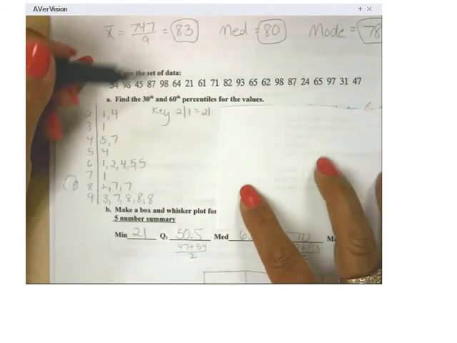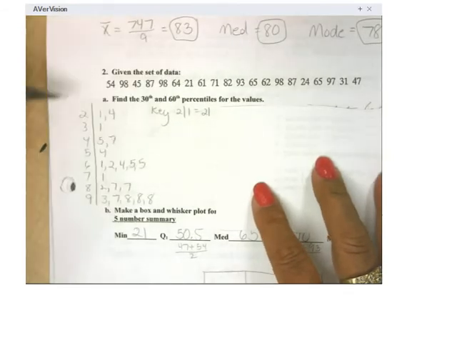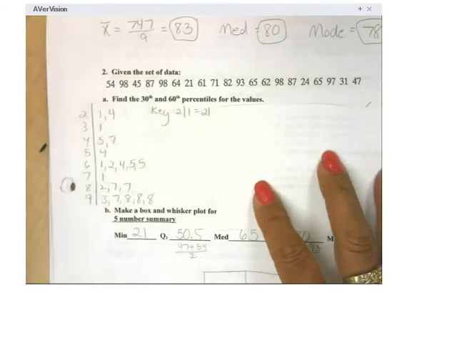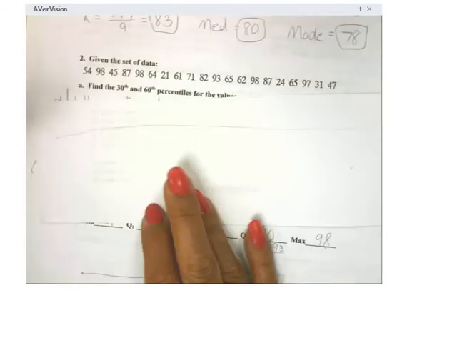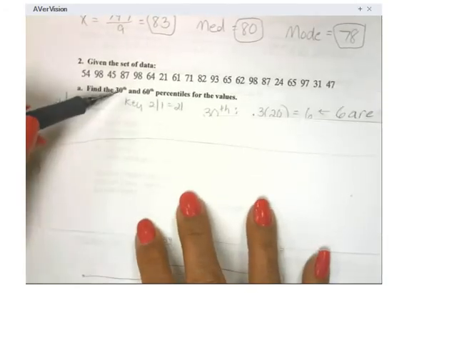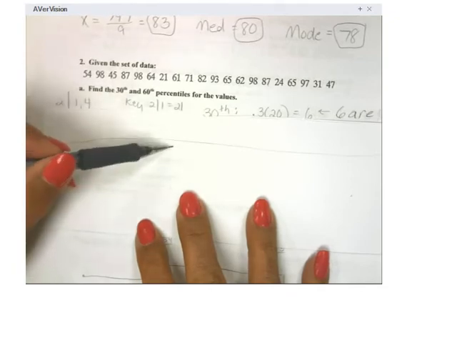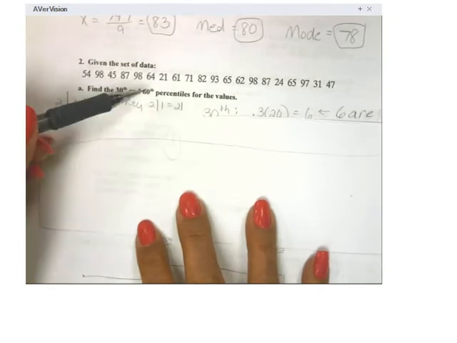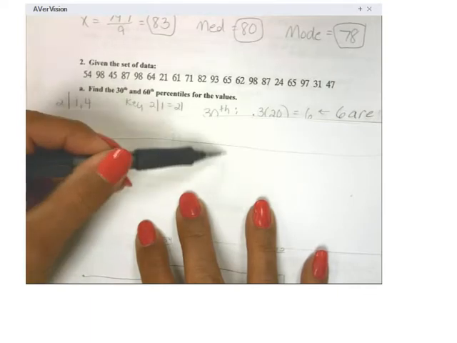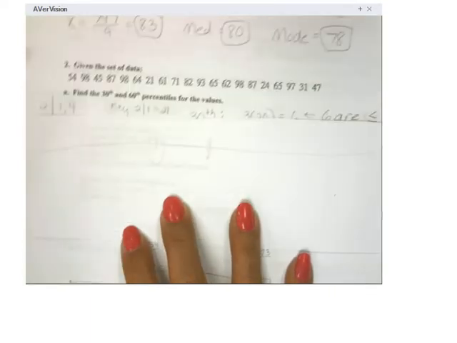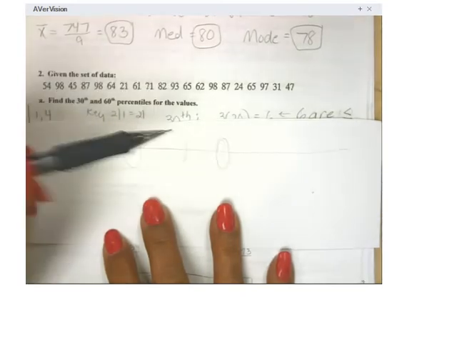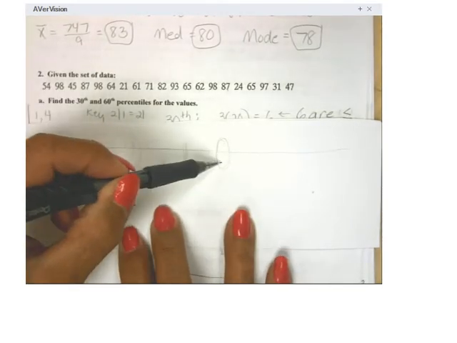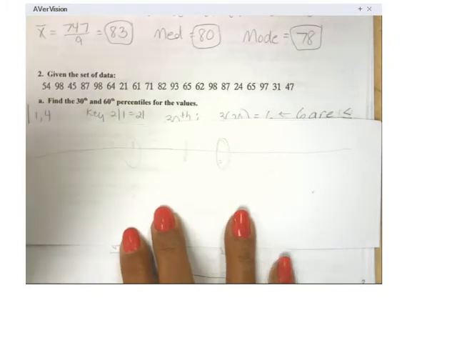So now I want to find the 30th and the 60th percentiles for these values. And so if we think about it, if we had listed all the numbers out in one big line, we want to go 30% of the way through the line and find out what that value is. Or for the 60th percentile, we want to go to the position that has 60% of the numbers less than or equal to that value.